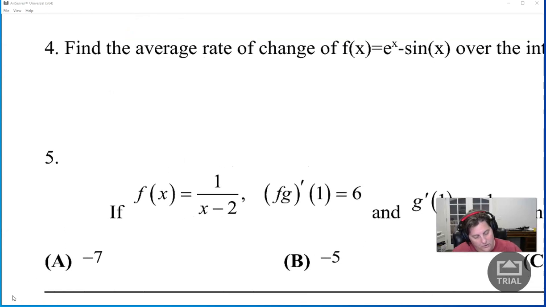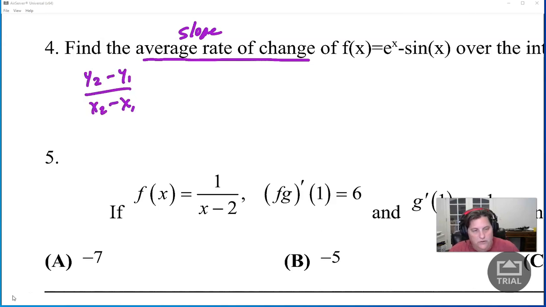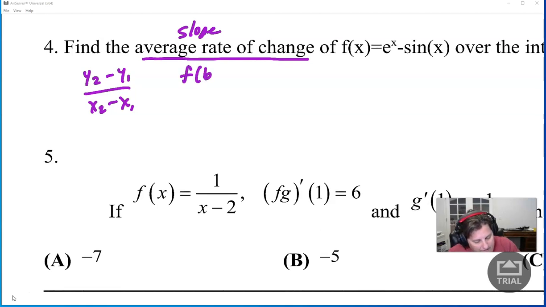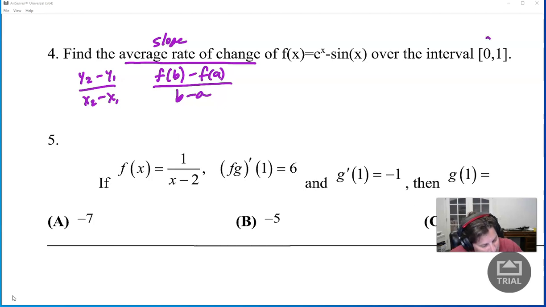All right? Okay, perfect. One of the things that you want to know, as soon as you hear average rate of change, I want you to think of slope. Now, there's two ways to think of slope. You can do y2 minus y1 over x2 minus x1, which is kind of how we did it when we had 2 points. Or we could do f of b minus f of a over b minus a. It's the same thing, but that makes a little bit more sense to me if I call those a and b. Now, let's plug those in and see what I get.